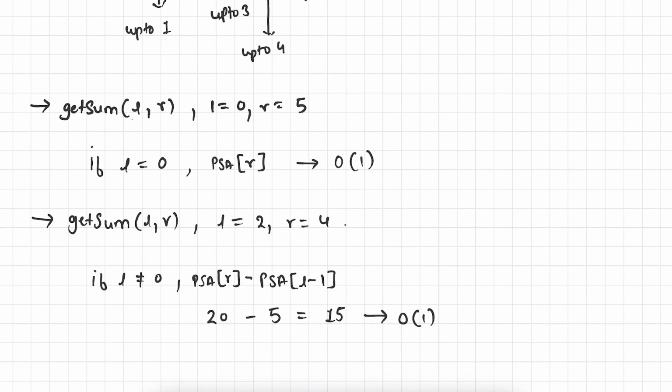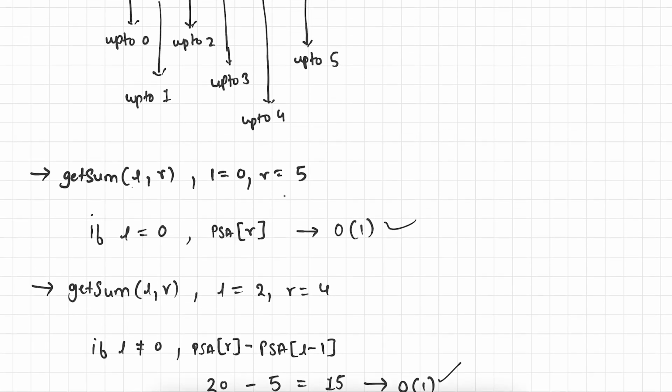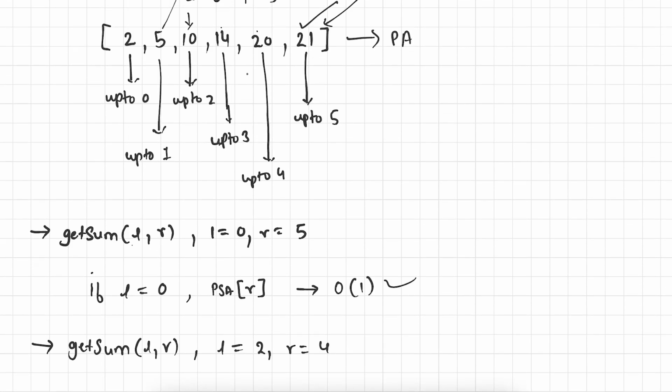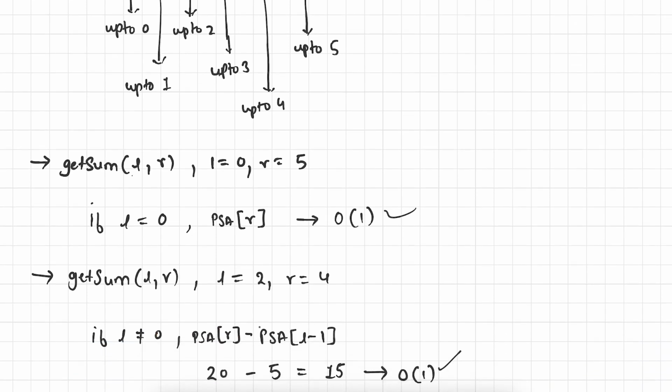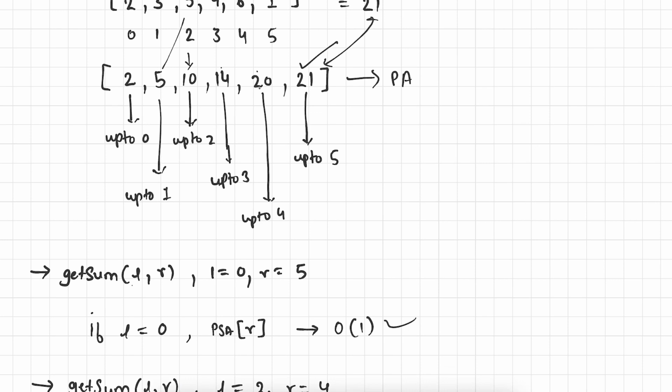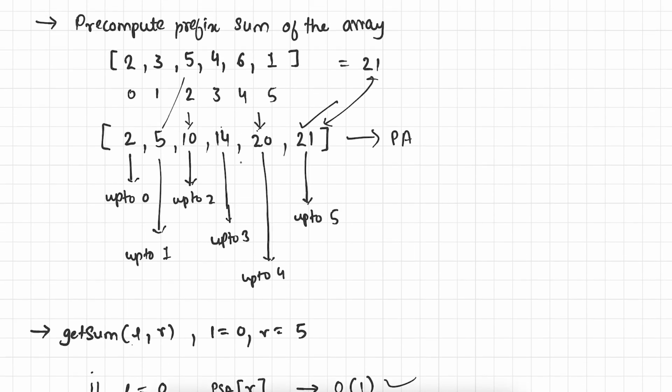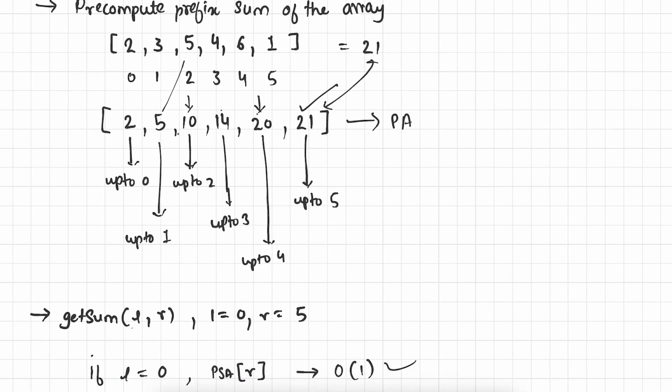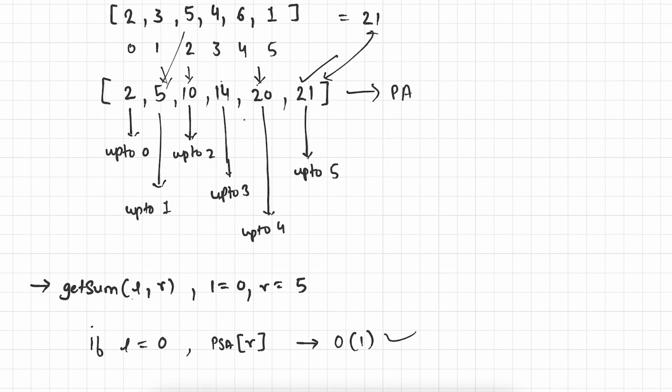And see guys, we have computed this query also in constant time. Both the queries in constant time. So this is the beauty of the prefix sum array. And do you realize what we are doing here? We are simply subtracting the prefix sum of the previous element. So R is 4 and at index 4 it is 20, right? So we are subtracting the prefix sum of numbers up to this index, because we need the sum between 2 and 4, right?